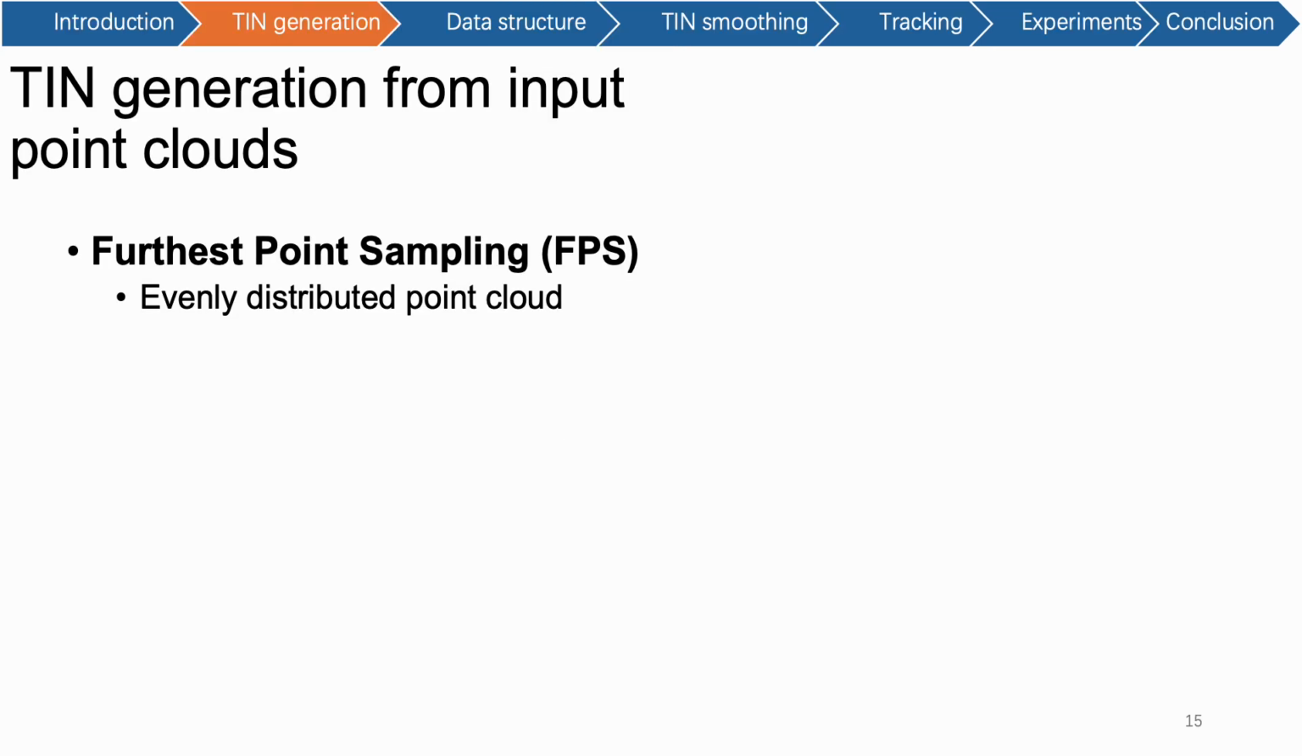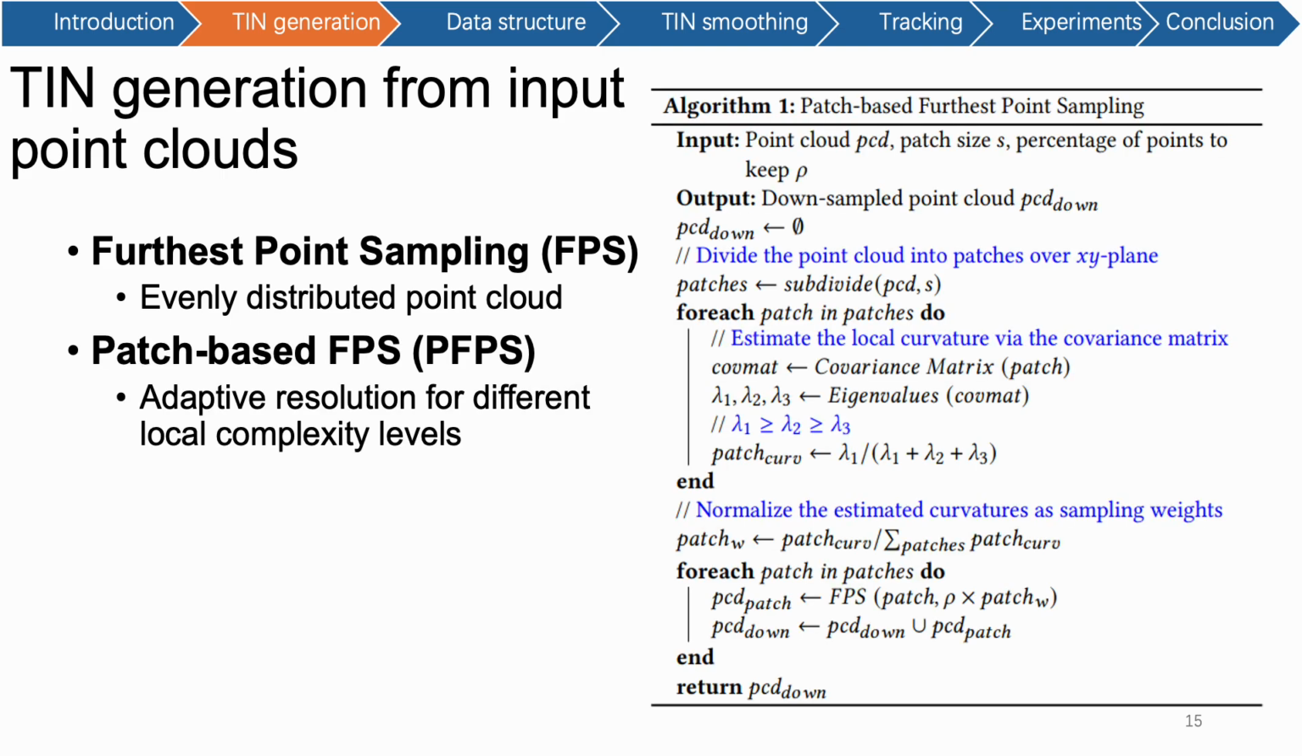First of all, point cloud data are usually unevenly distributed. Furthest point sampling is a widely used downsampling approach to get a subset of points which is evenly distributed. To take advantage of the TIN's adaptive resolution, we propose this patch-based FPS method that samples different numbers of points based on the local complexity level.